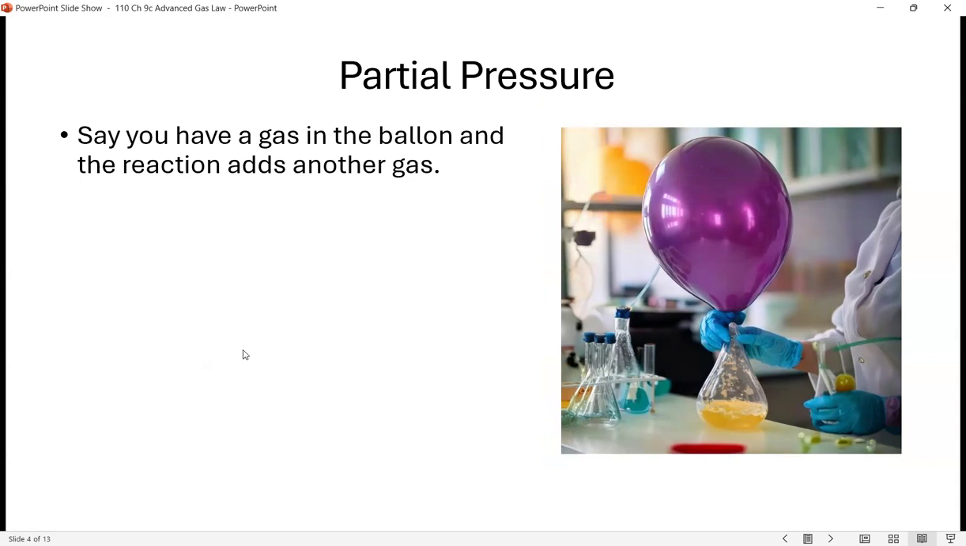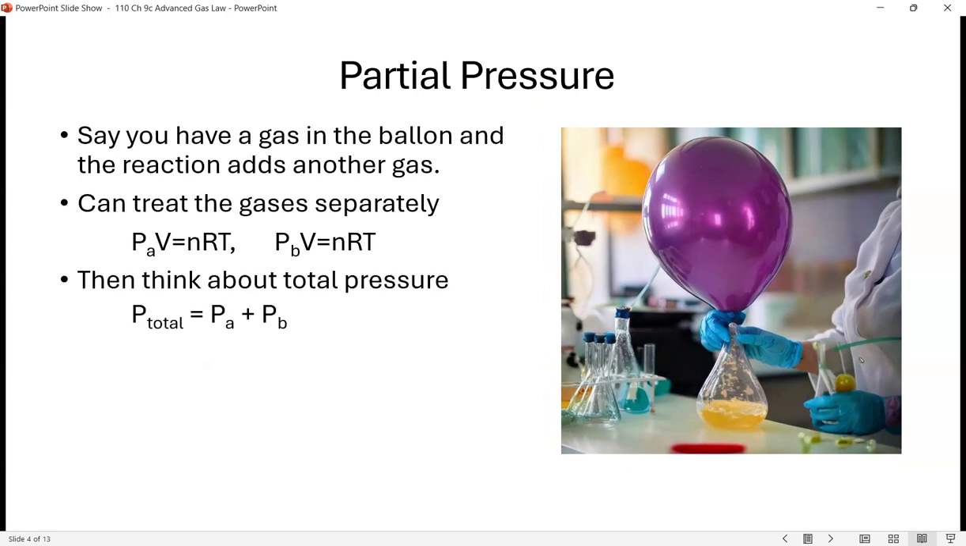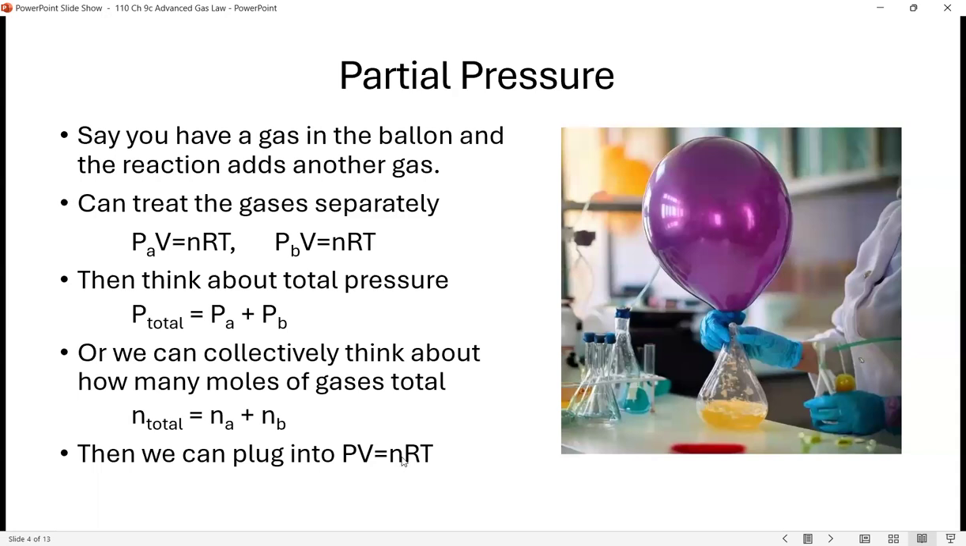So the idea of a partial pressure is that we can treat them separately, like we saw in the last one, and then think about the total pressure. Or, because they're gases and they don't interact, we can sum up those gases individually, get the total moles of gas, and simply plug that into PV equals nRT. In some problems, it's easier to do this. In some problems, it's easier to do that. But really, that's the beauty of it.